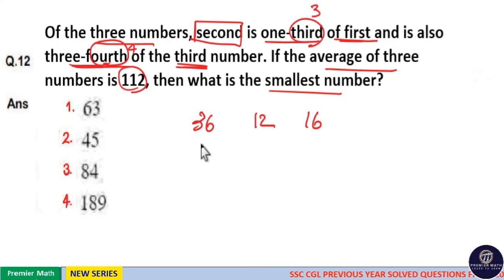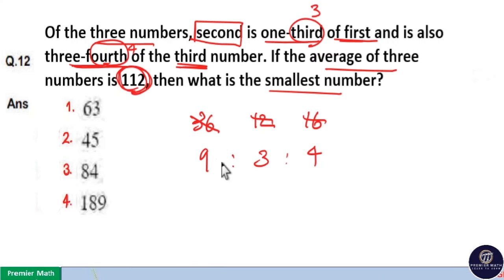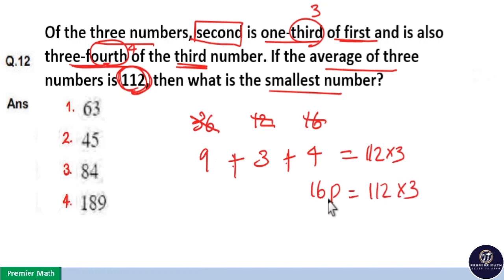Now if you take the ratio, 4 goes 9 times in 36. 4 goes 3 times in 12. 4 goes 4 times in 16. So 9 is to 3 is to 4 is the ratio. Here the average is 112, which means the sum of the three numbers is 112 into 3. Now the sum is equal to 9 plus 3 plus 4 is equal to 16. So 16 parts is equal to 112 into 3, and 16 goes 7 times in 112. So 1 part is equal to 21.